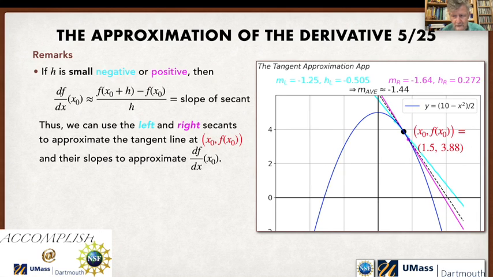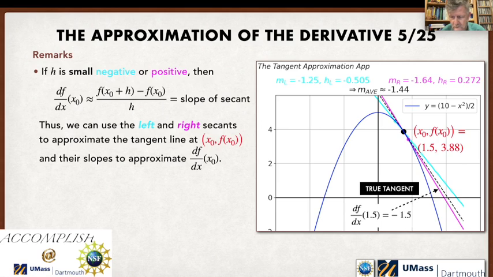So here I have a diagram that shows a left secant and a right secant at 1.5, 3.88 of this built-in quadratic. And here's also an accurate representation of the tangent line. Now the left secant has a slope of minus 1.25, and the right secant has a slope of minus 1.64. And neither of these are as good of approximation as their average to the slope of the true tangent, which is this black dashed line.